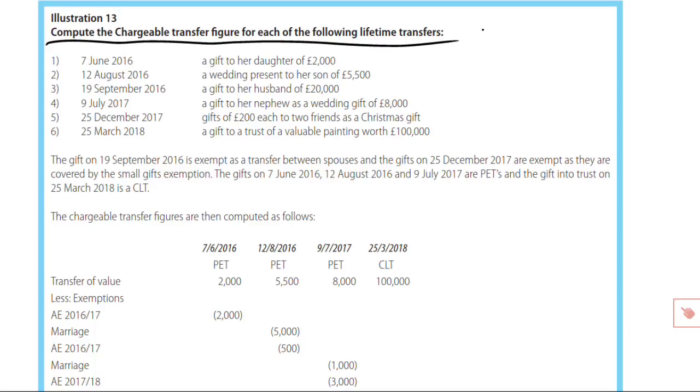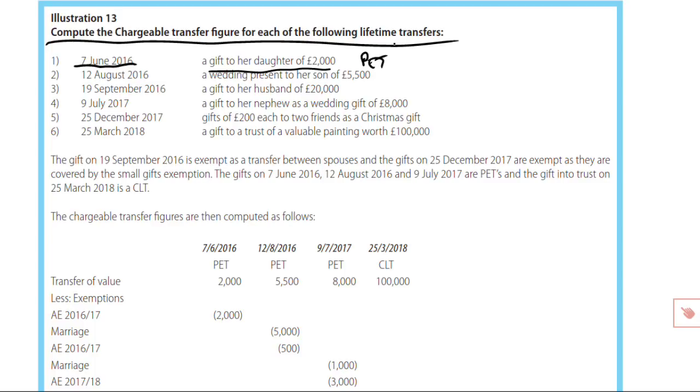Right, first of all, look at the date. So June 16. Now we know that we're going to be applying annual exemptions where applicable, to anything other than is exempt, and we do that by reference to a tax year. So here it would appear the very first transfer ever made is the June 16 date. And what is it? A gift to her daughter of £2,000. So it's not an exempt transfer, it's not a CLT, this is a PET. And it's the first one in the 16-17 tax year.